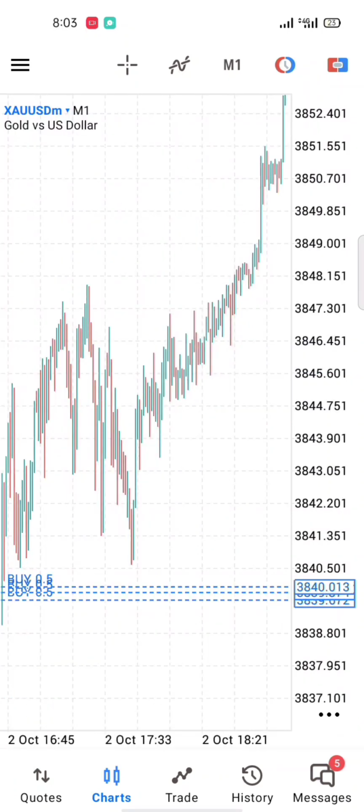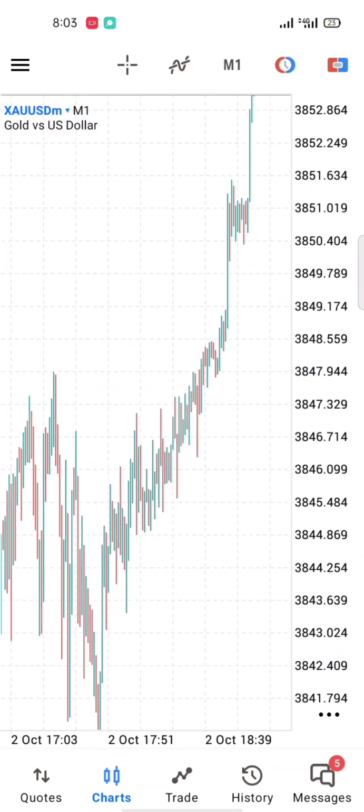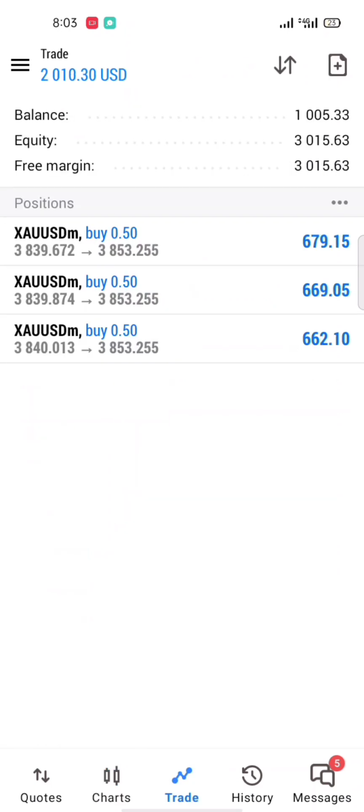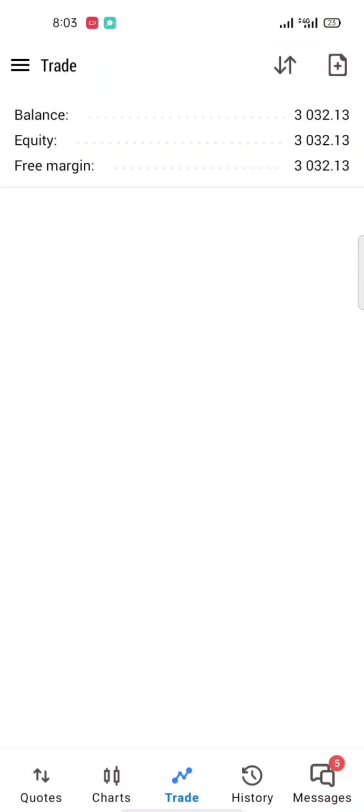So guys, the trade is currently buying massively and is on a massive profit at this point. Currently we are up $3,000. I'm closing our trades in profit. Currently from $2, we're up $3,032.13.